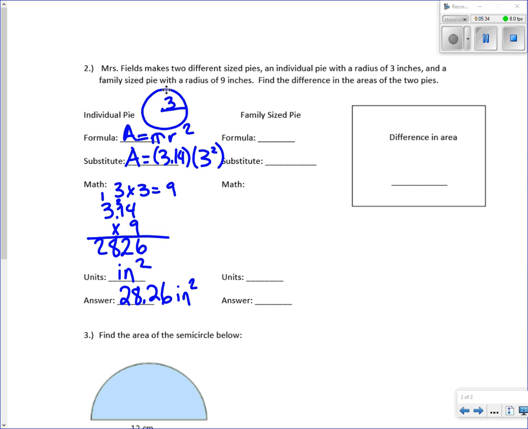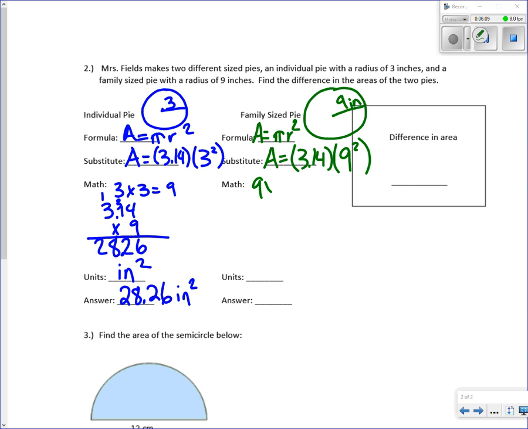Now let's figure out our family size pie. The radius over here is 9 inches. Again, we're going to use our same formula, A equals pi r squared. We're going to substitute in. They did not tell us to use 3.14 for pi, but we assume that if they don't tell you, you use 3.14. And radius is 9 squared. 9 times 9 is 81. Now 3.14 times 81.